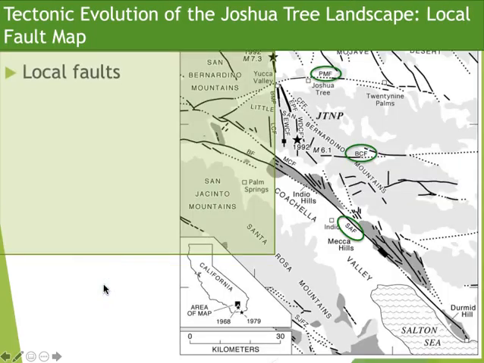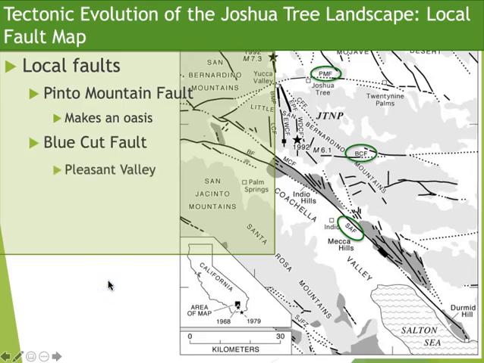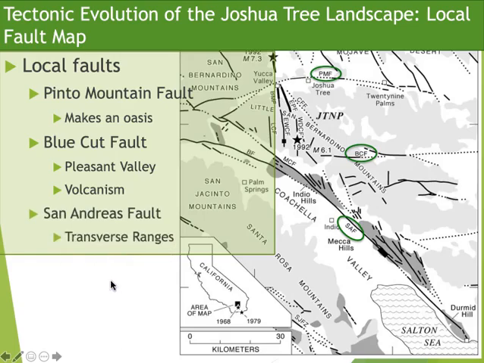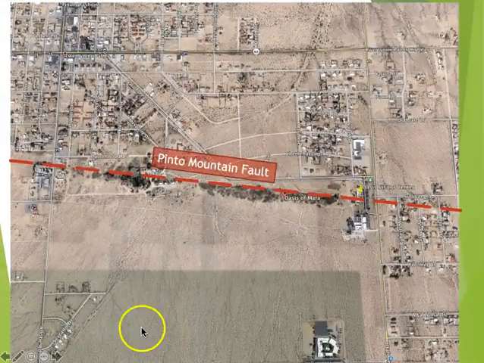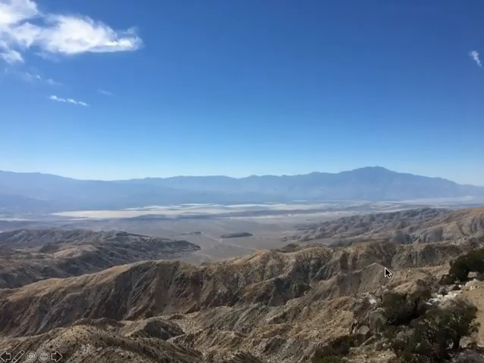Significant faults influencing the landscape of Joshua Tree include the Pinto Mountain Fault, which runs parallel to Highway 62 and is the cause of the Oasis of Mara. The Blue Cut Fault has created Pleasant Valley in the central part of the park and could have facilitated volcanic activity. And the San Andreas Fault, which is driving the uplift of the Transverse Ranges. Note the Oasis of Mara and the Visitor Center. The San Andreas Fault, as seen from Keys View.